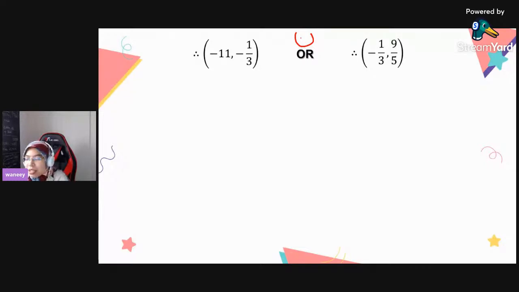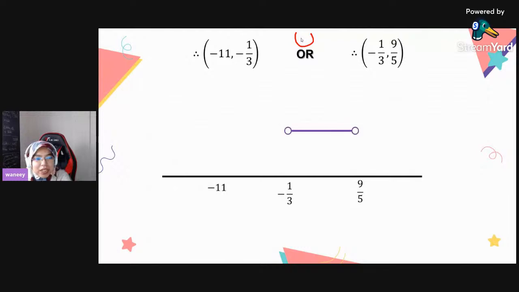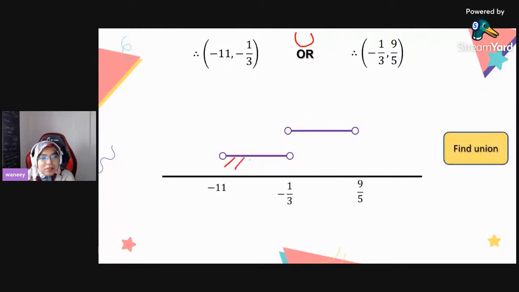Okay, so draw a number line. I have to unite them together. So one number line for the left hand side, one number line for the right hand side. Now find the union for these two. So union, everything below the line.